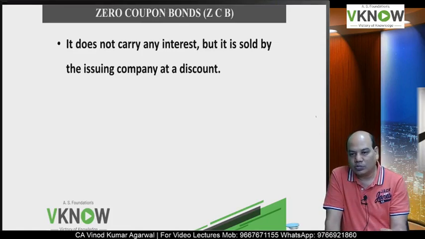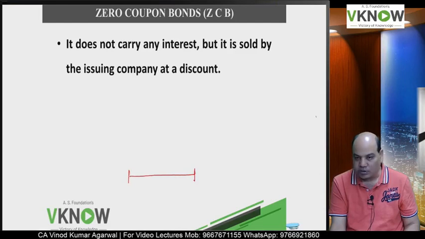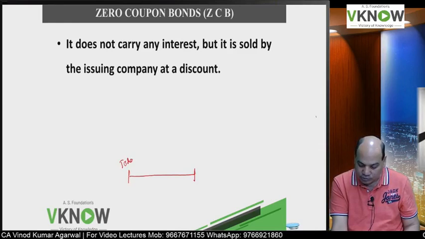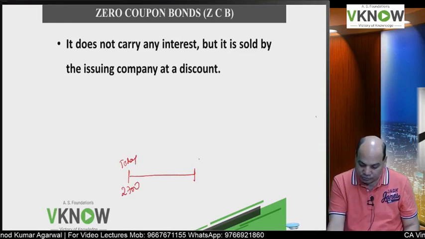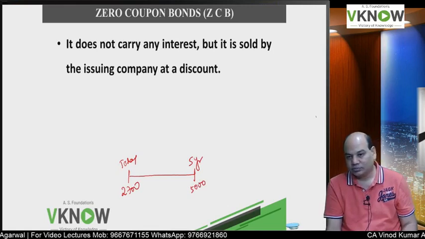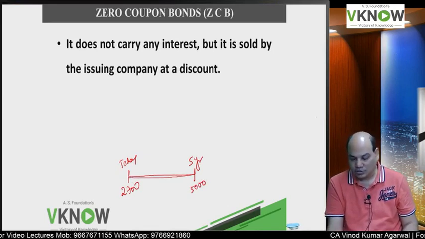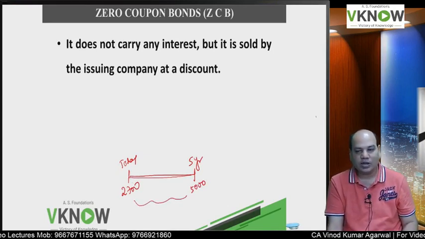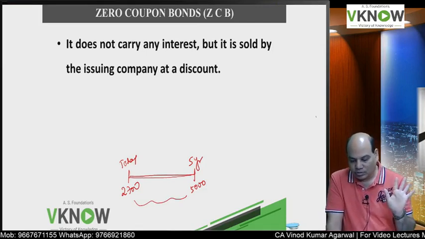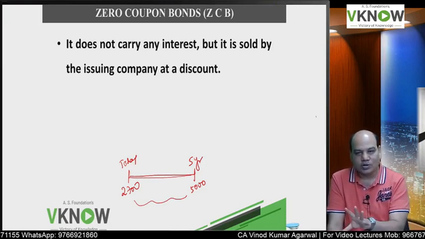Similar to deep discount bond is called zero coupon bond. The difference is that in zero coupon bond the maturity is less. Like the same example, today you invest 2700, after 5 years you will get 5000 rupees. Same problem, but here the maturity is usually not very high, hence the discount is also not very high, but otherwise deep discount bond and zero coupon bond will work in the same manner. For calculation purposes, I am going to apply the same principle for deep discount bond and zero coupon bond.